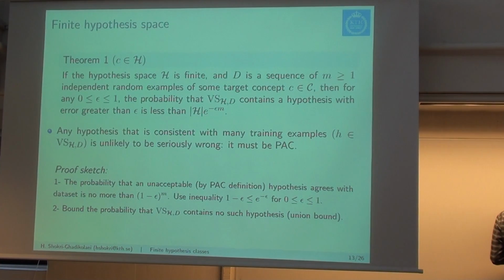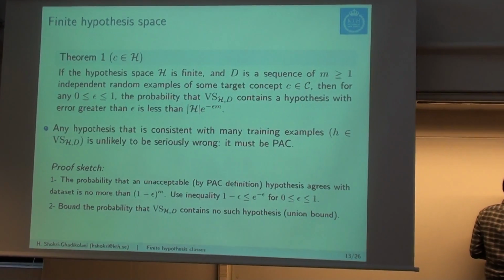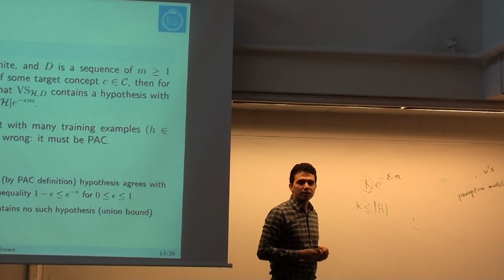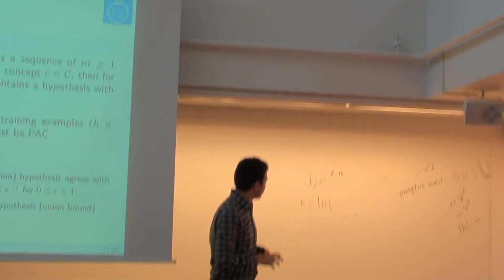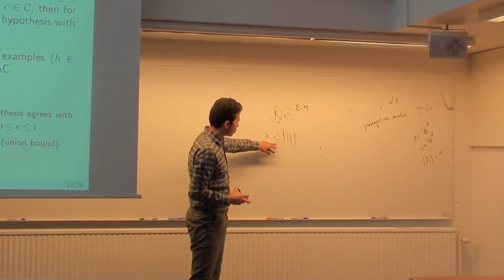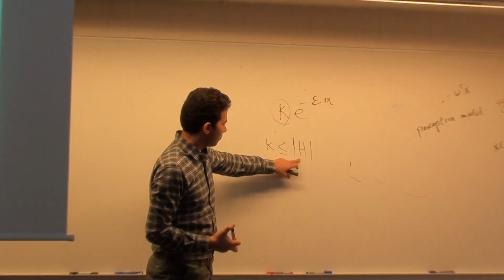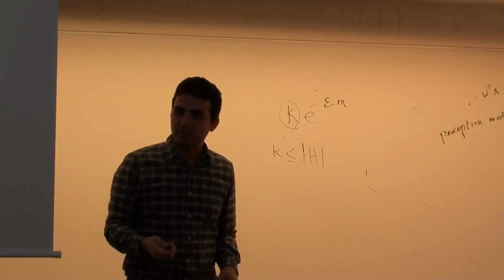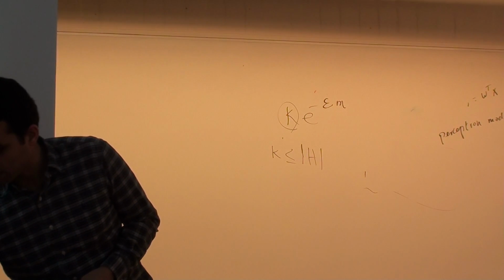You have k e to the power minus epsilon m, and k is smaller than. What is k? K is the number of consistent hypotheses. And the number of consistent hypotheses is for sure smaller than, or up to, the number of all hypotheses, right? So that is the way that you can get this one.